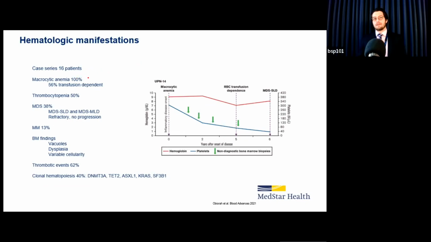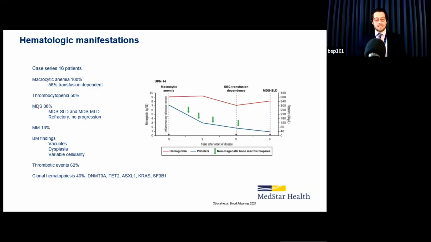Now we've seen that is a little bit less, maybe 90%, but still it's a very significant sign that should raise suspicion. And up to 56% were transfusion dependent at the time of diagnosis. Then we also have thrombocytopenia, and some other cytopenias, although less prevalent, like leukopenia and neutropenia, but it's mainly macrocytic anemia and thrombocytopenia.